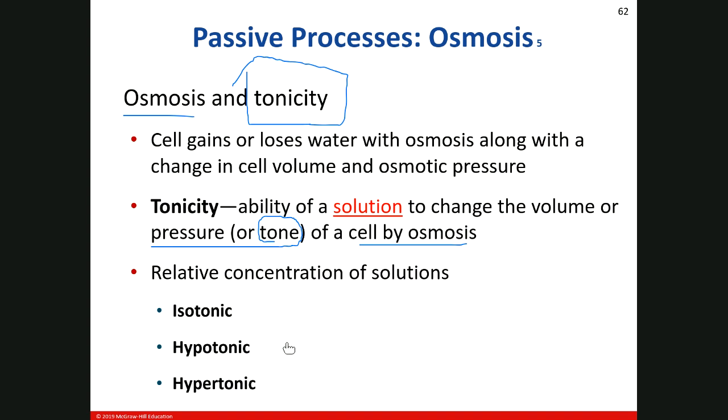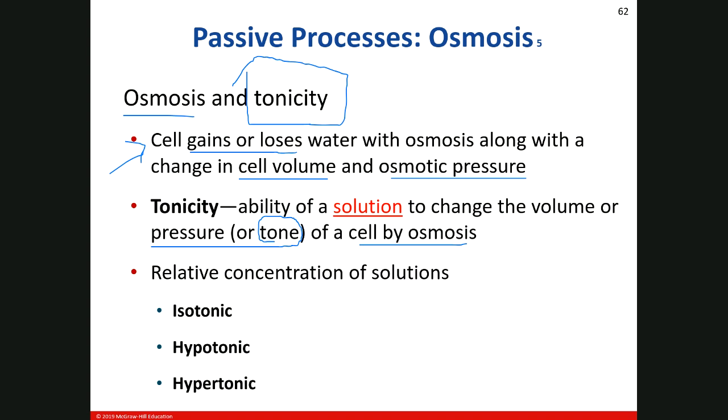So what that means is, coming back up to this bullet point here, a cell can either gain or lose water through the process of osmosis, depending on whatever solution it's in, and that will change how big a cell is, the volume of it, and also the pressure inside or outside the cell. So let me show you an example. There are three types when we talk about the concentration of solutes here: isotonic solutions, hypotonic solutions, and hypertonic solutions.